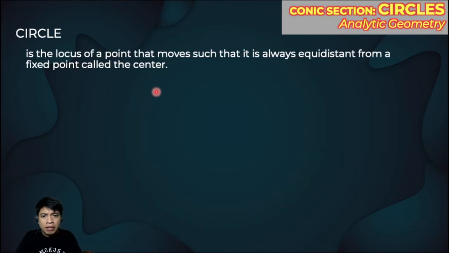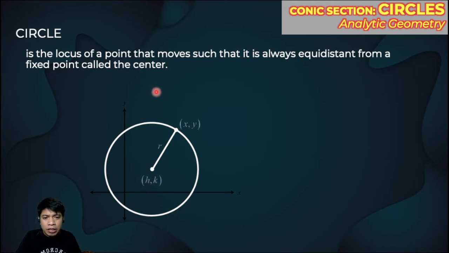Okay, so now let's define a circle as a locus of points. A circle is a locus of point that moves such that it is always equidistant from a fixed point called the center. So it is a locus of points, guys. Ibig sabihin, this is a set of points or group of points. Take note that the points in a circle are always equidistant to the center.